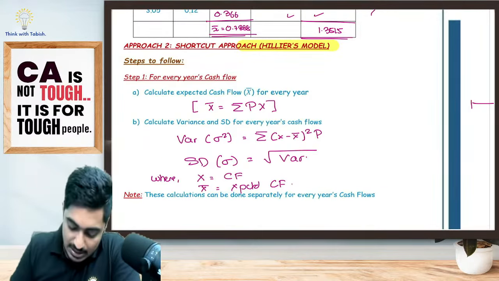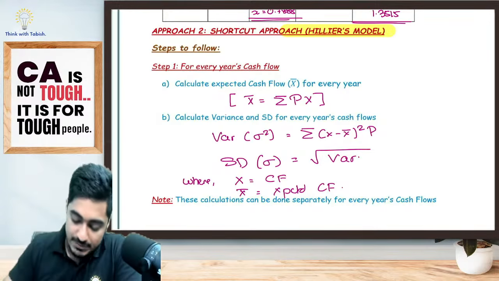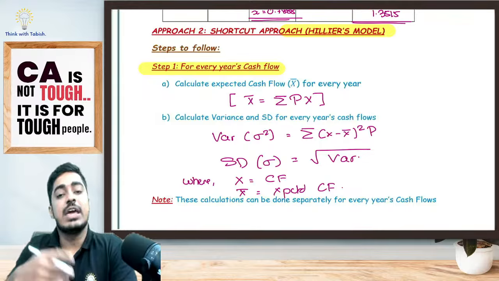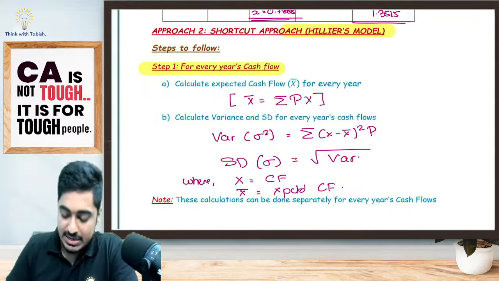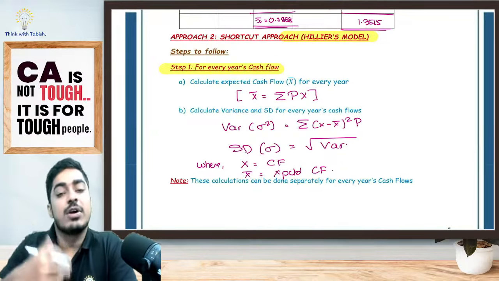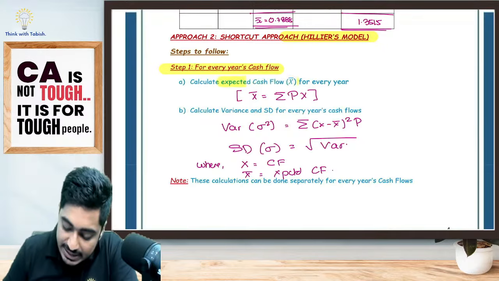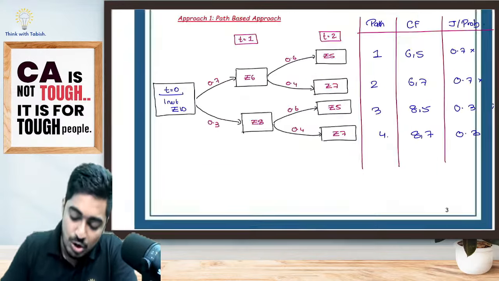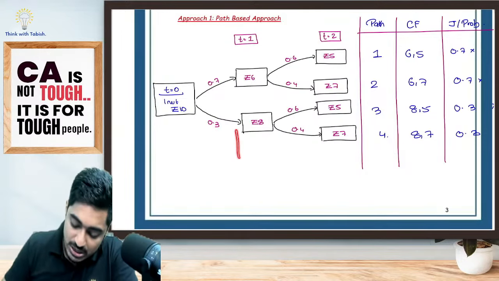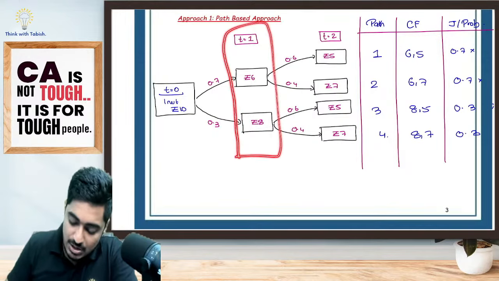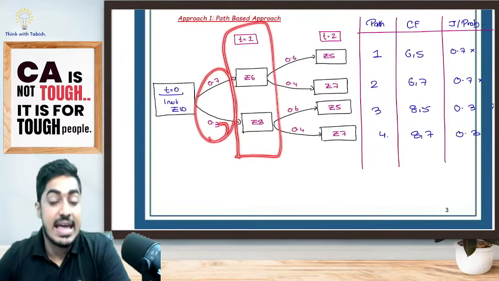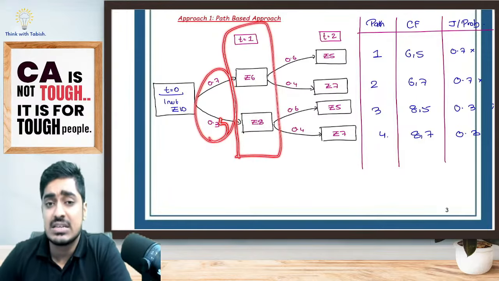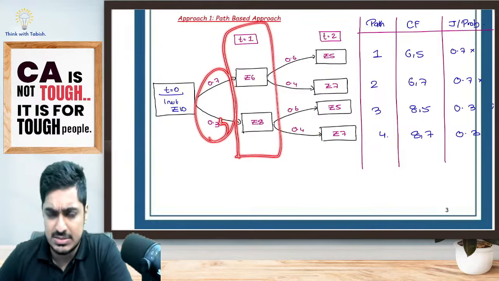He is telling, boss, first, don't look at NPV. Only look at every year's cash flow. For every year cash flow is there. For every year, can I calculate expected cash flow and risk for every year's cash flow? Look at this, students. Year 1, what all can happen? Year 1, cash flow can be 6 rupees or 8 rupees. Probability I know. So can I calculate expected cash flow? Yes, sir. From that, can I calculate risk, variance as well as standard deviation?